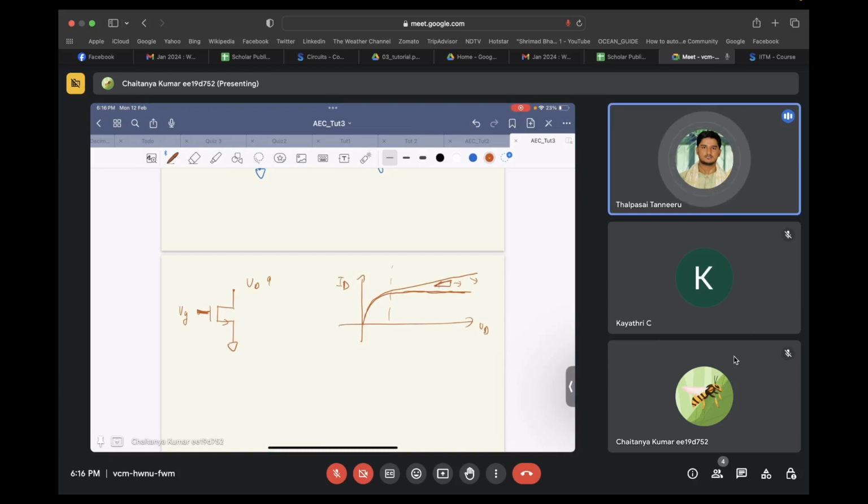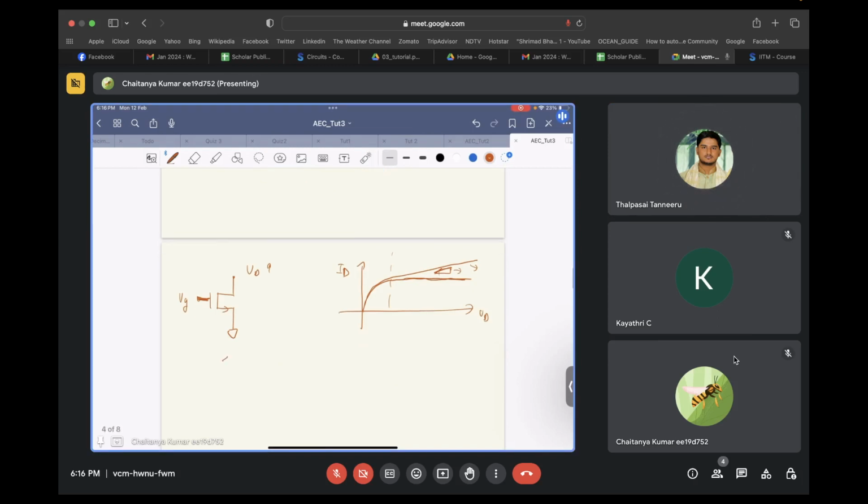What is the slope in this case? Nothing but ID by VD, no, sir? Yeah, what is the slope? Let's say the output resistance of this particular transconductor is R naught, what is the slope? It depends on lambda times ID, sir. Yeah, yeah. So one by lambda ID is what?